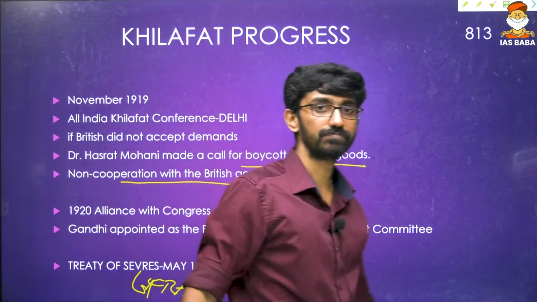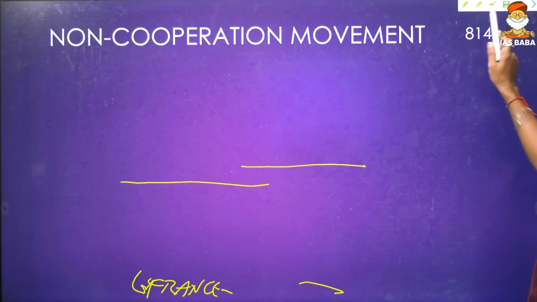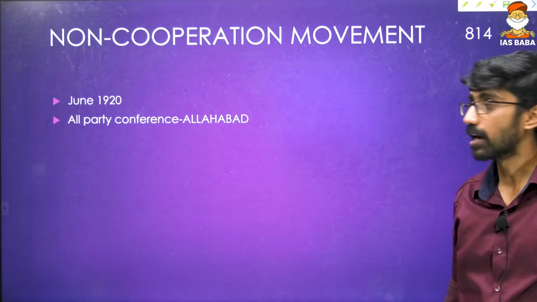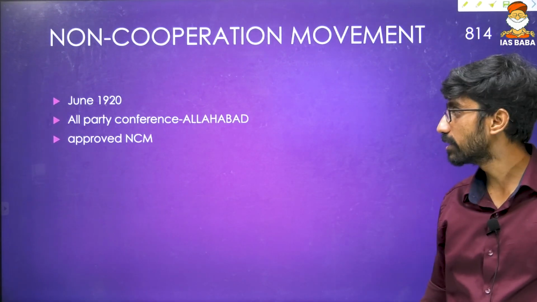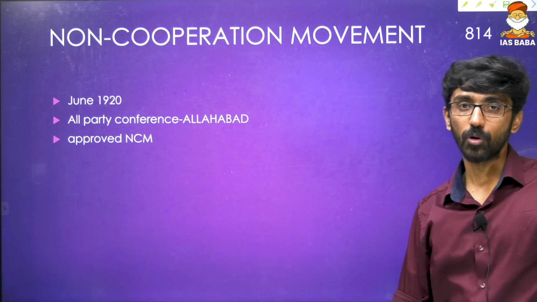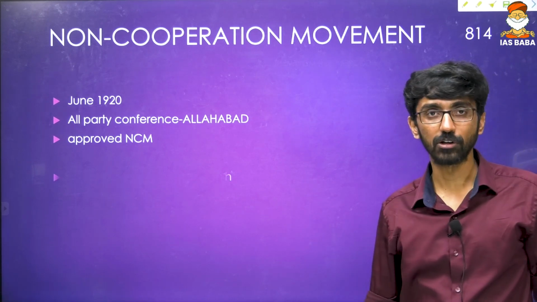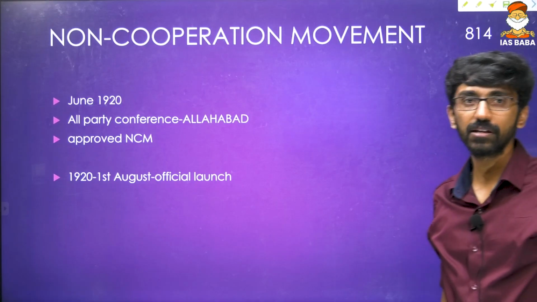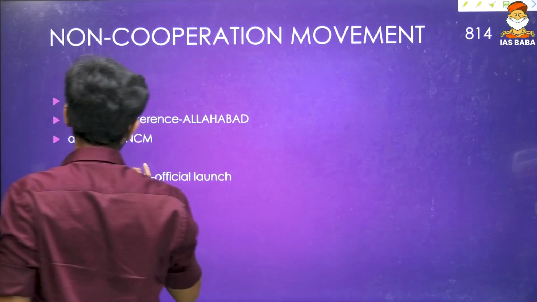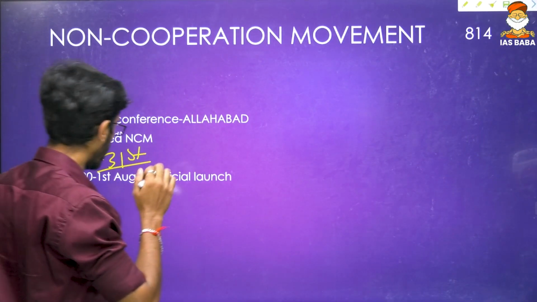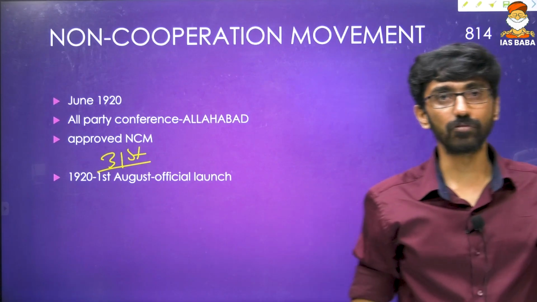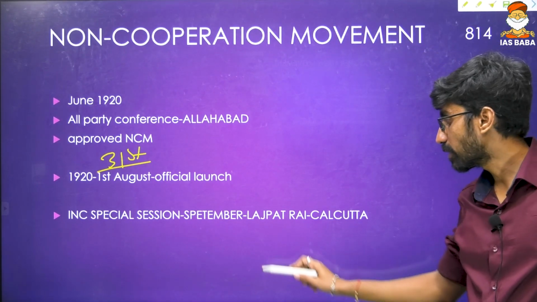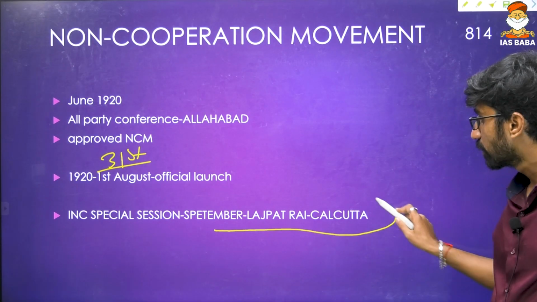Again, in June 1920, the All India All Party Conference happened in Allahabad, and they took the decision for the non-cooperation movement. They approved the resolution of the non-cooperation movement. So the official launch was on 1st August 1920. Certain textbooks say it is 31st August also, so two different dates are there. We can stick to 1st August as the official launch. And there was an INC special session in September, with Lala Lajpat Rai as the president, in Calcutta.